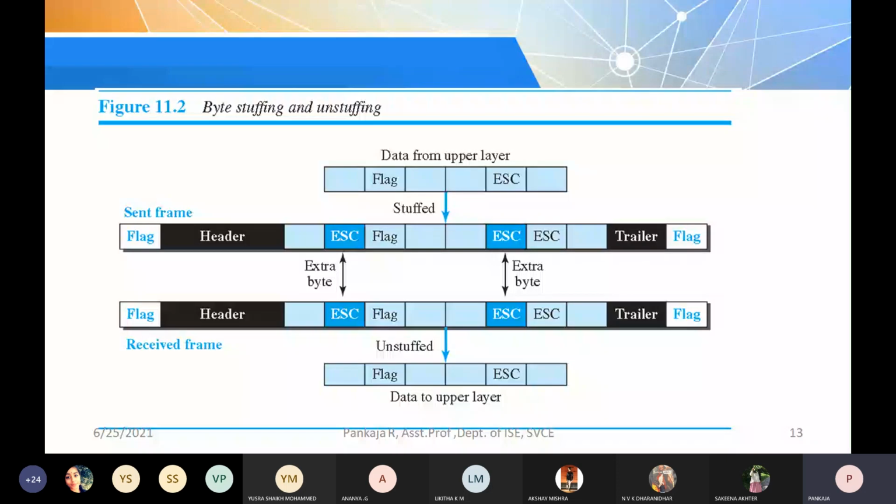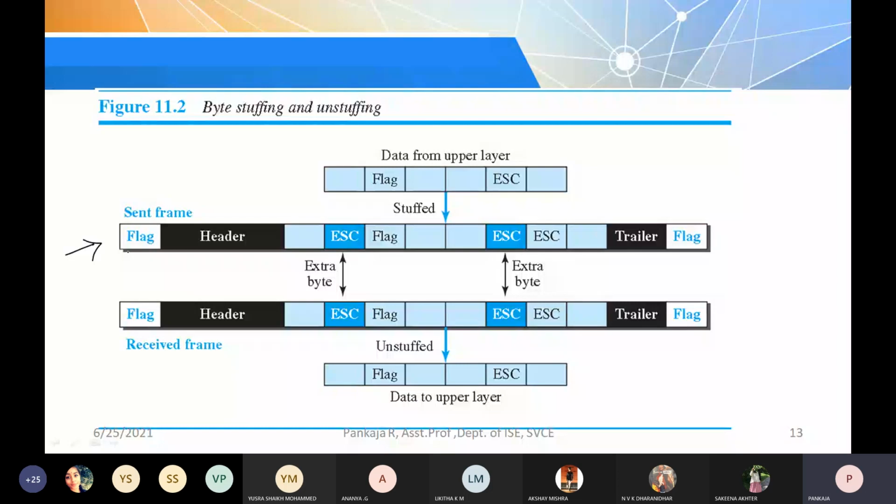Just look into this. In that case, when the receiver receives it, it will think this is the end of the frame, so the data is wrongly extracted. To avoid that, whenever this flag pattern is repeating in the data, you add an extra byte. The escape character should be added to the flag to indicate that this is not the end of the frame. This is done at the sender side.